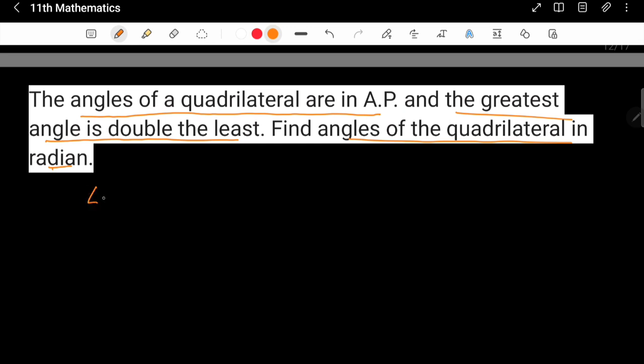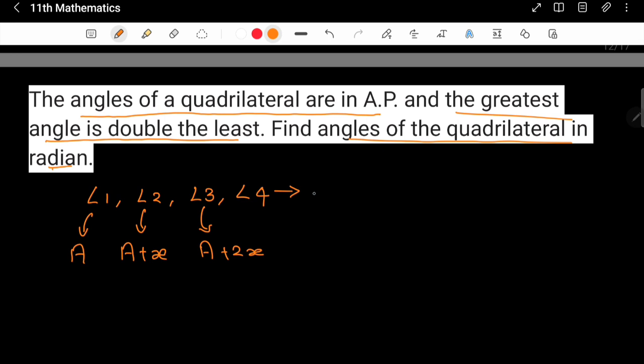So let's say the angles are angle 1, angle 2, angle 3 and angle 4. Let's say that angle 1 has a value A. Now, by using the concepts of AP, angle 2 will be A plus x, where x is the common difference. On the same lines, angle 3 will be A plus 2x and angle 4 will be A plus 3x. Now, it is given that the greatest angle, which is angle 4 from our definition, is twice the smallest angle, which is angle 1.